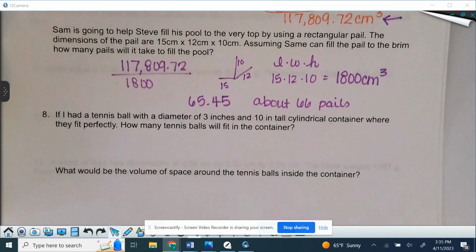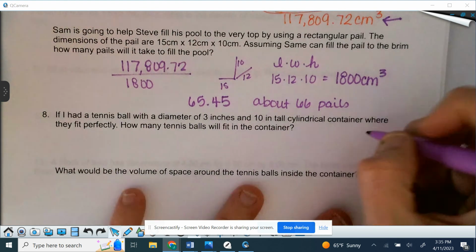If a tennis ball with a diameter of 3 inches and a 10-inch tall cylindrical container where they fit, if I had a tennis ball. Sorry, I didn't read that correctly at all. If I had a tennis ball with a diameter of 3 inches and a 10-inch tall cylindrical container where they fit perfectly, how many tennis balls will fit in the container?